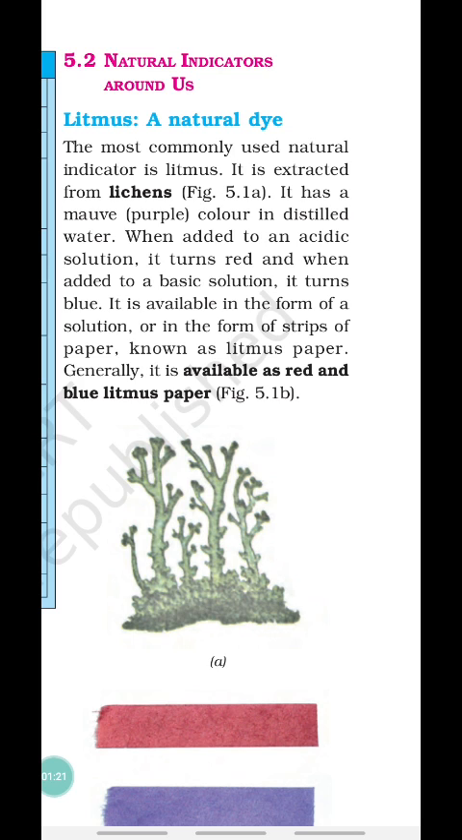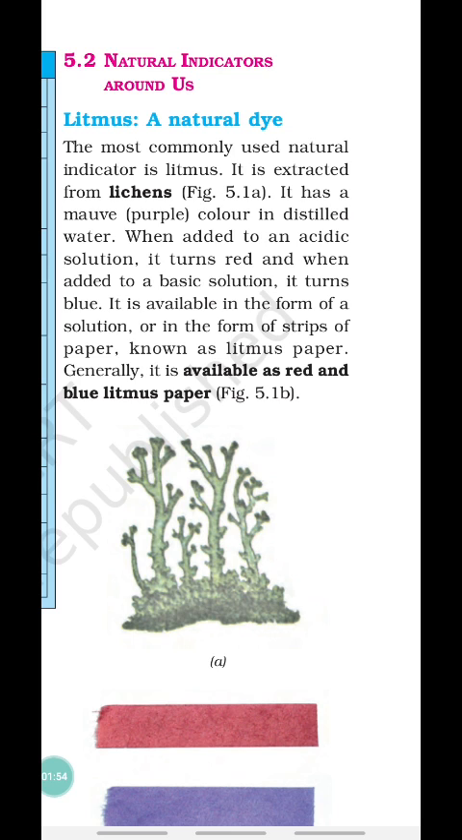Natural indicators are available. We already discussed litmus paper, red cabbage juice, turmeric, China rose flower, etc. These are natural indicators. Indicators are prepared in the lab also. They are called synthetic indicators. Phenolphthalein, methyl orange, etc.